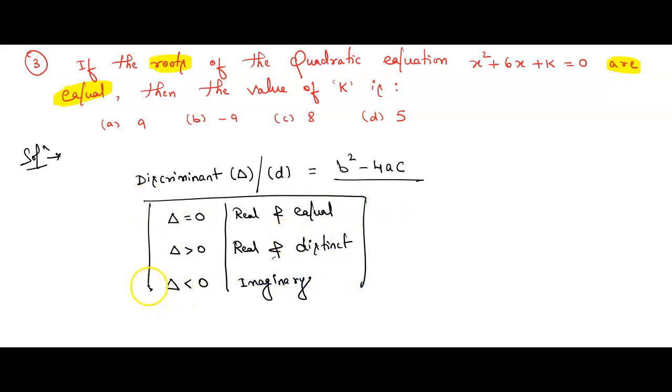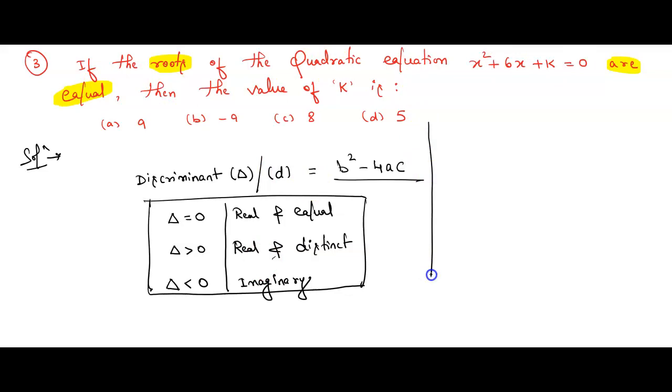So children, you need to remember this table. This table is very important. The same table can be asked in the exam, as they may give you a question like: discuss the nature of the roots. Then you are supposed to draw this table and write: if the discriminant is 0, the roots are real and equal; if the discriminant is greater than 0, real and distinct; if the discriminant is less than 0, imaginary.